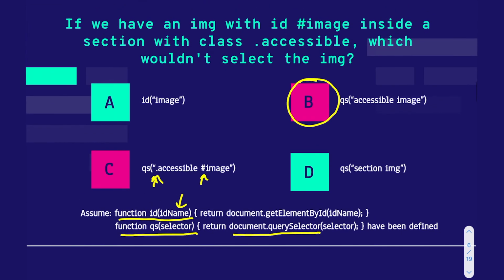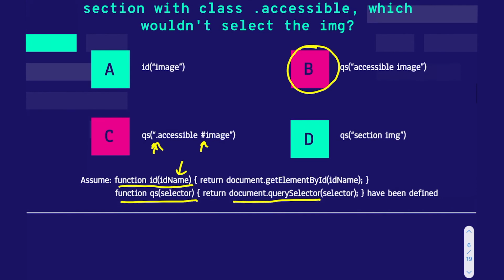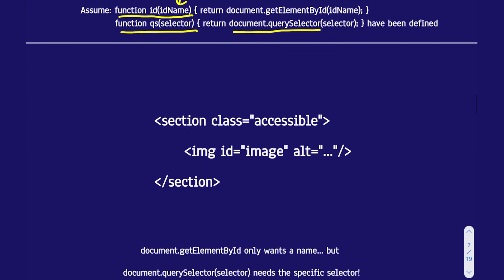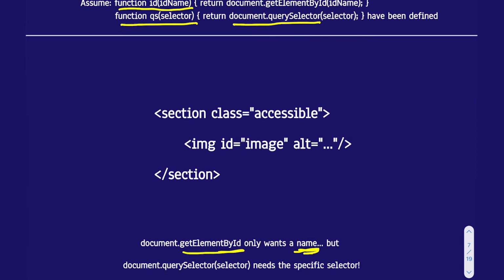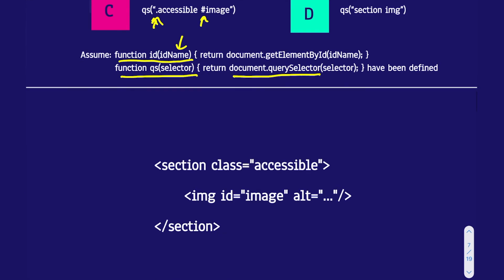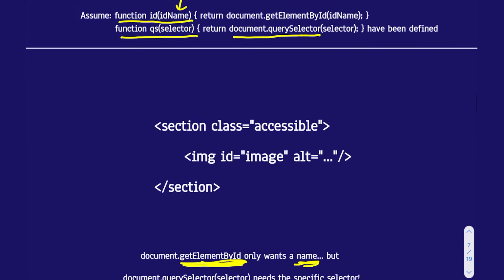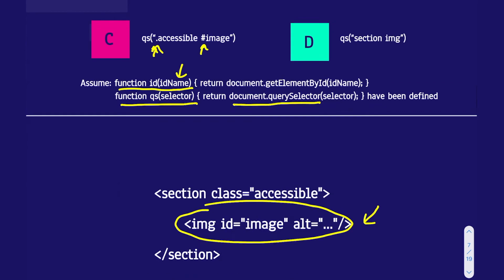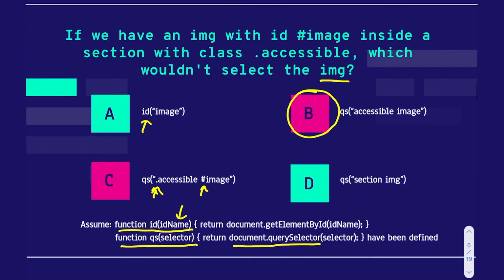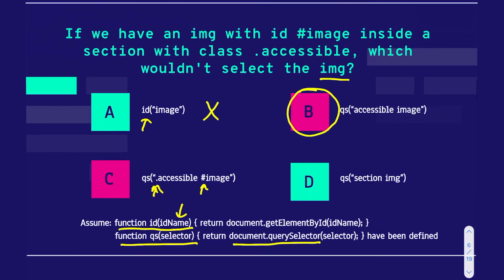So when we use ID, we just need to pass in the name. We just need to pass in the name of the identifier, because document.getElementById knows what it's getting is an ID. And when we do ID image, our JavaScript goes through the HTML and it says, oh, here's an element with that ID, so it pulls it out, and we do actually select the image. So A is not the right answer.